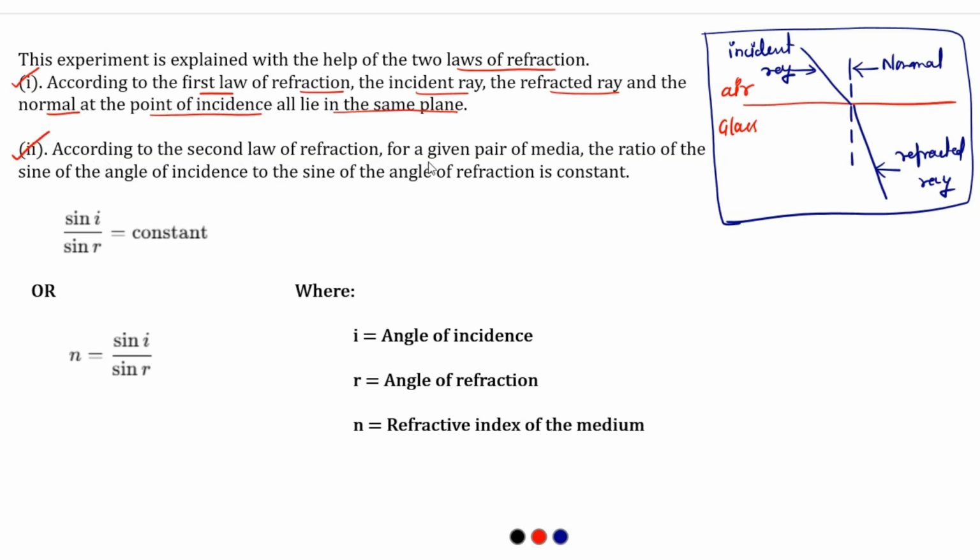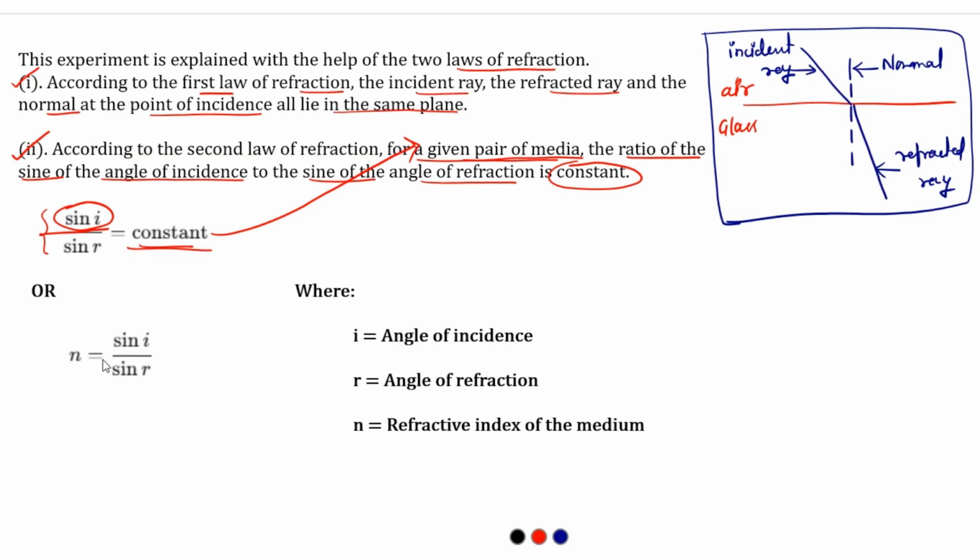According to the second law of refraction, for a given pair of media, and remember this is very important, a given pair of media may be air-glass, glass-air, or glass and water, etc., the ratio of the sine of the angle of incidence to the sine of the angle of refraction is always constant. Ratio means division. So sine of angle of incidence, sine I, divided by sine of angle of refraction, sine R, will always be constant for a given pair of media. If the pair of media changes, then the constant will change. But for a particular pair of media, it will always remain constant.